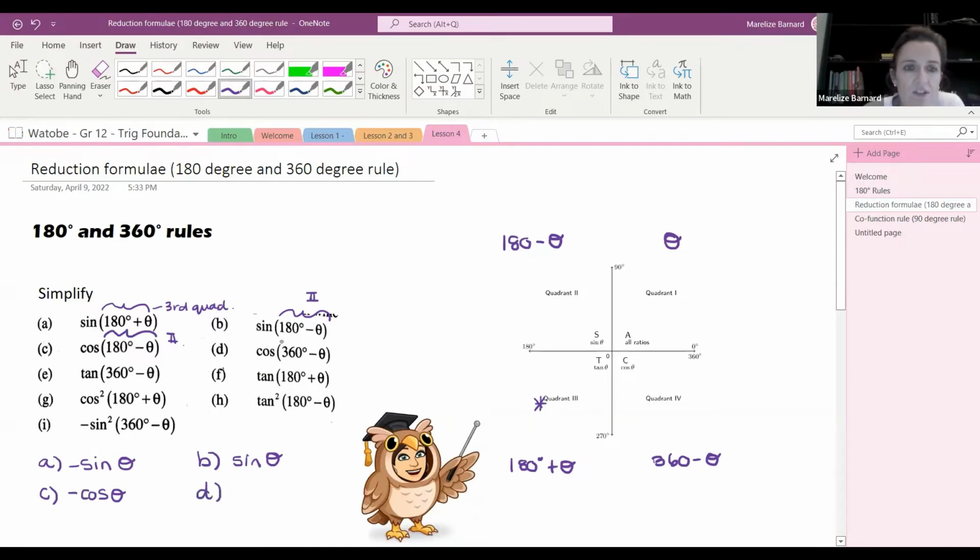Okay, let's do question D. Cos of 360 minus theta. What quadrant is 360 minus theta? You can look over here. It is in the fourth quadrant. Cos in the fourth quadrant is positive.